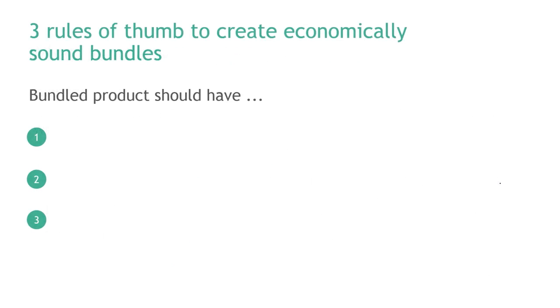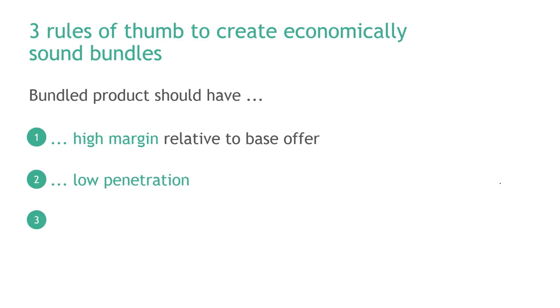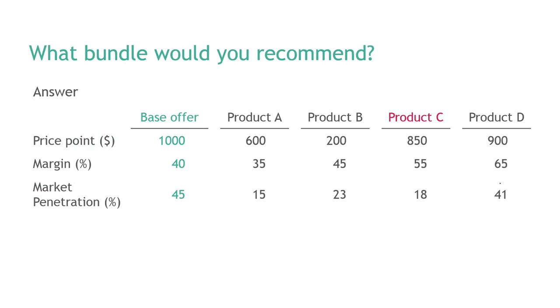It becomes easy once you understand what actually makes a successful and economically sound bundle. There are 3 rules I want to introduce to you. The first one is the bundled product should have a high margin relative to the base offer. The second one is you want to have a low penetration so that, through bundling it, you improve your penetration. And lastly, it needs to have a similar price point relative to the base offer. And the reason for that is once you create the bundle discount, you don't want to give the bundled offering away for free, basically.